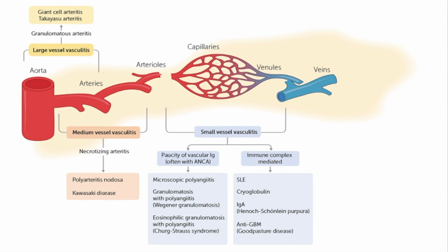Here is large vessel vasculitis, the first category, which involves large blood vessels like the aorta and large arteries. Examples are giant cell arteritis and Takayasu arteritis, and they are associated with granulomatous inflammation. Medium vessel vasculitis involves medium-sized blood vessels like arteries, specifically small arteries. They are polyarteritis nodosa and Kawasaki disease.